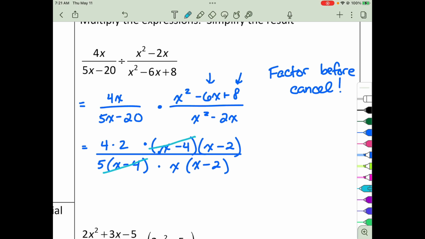Now we can cancel x minus 4 with x minus 4, x minus 2 with x minus 2. And then we are left with 4 times 2 up top over 5 times x. And so the final answer is 8 over 5x.